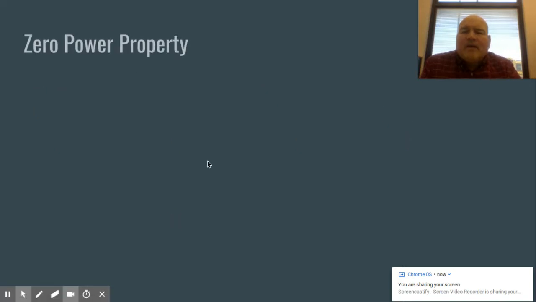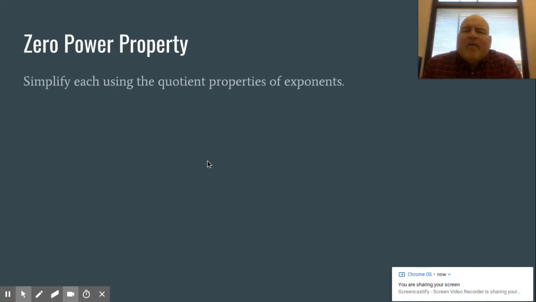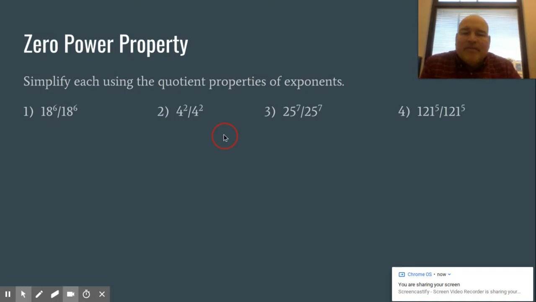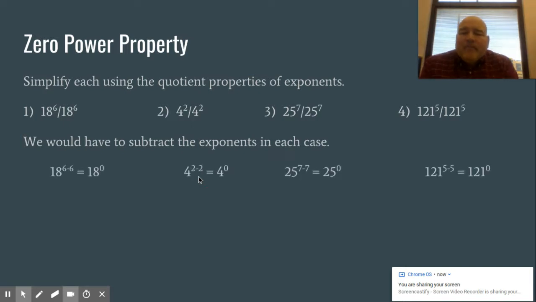Well, now let's look at this thing called the zero power property. If we use the quotient properties of exponents, 18 to the 6th divided by 18 to the 6th, 4 squared divided by 4 squared, 25 to the 7th, you can see my problems. We'd have to subtract the exponents in each case. So 18 to the 6th, 6 minus 6 would be 18 to the 0. 2 minus 2, 4 to the 0. 25 to the 0, and 121 to the 0.